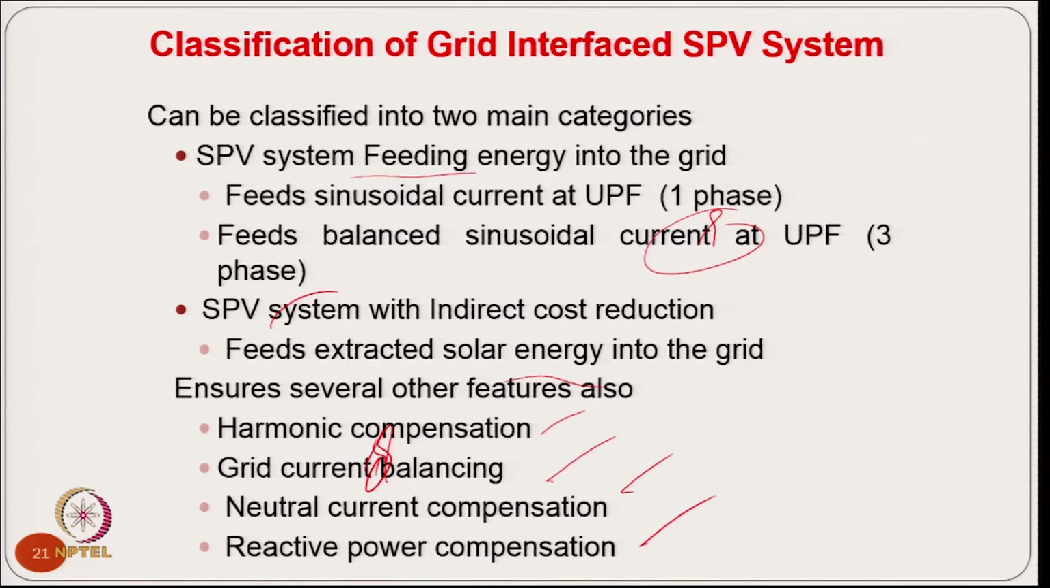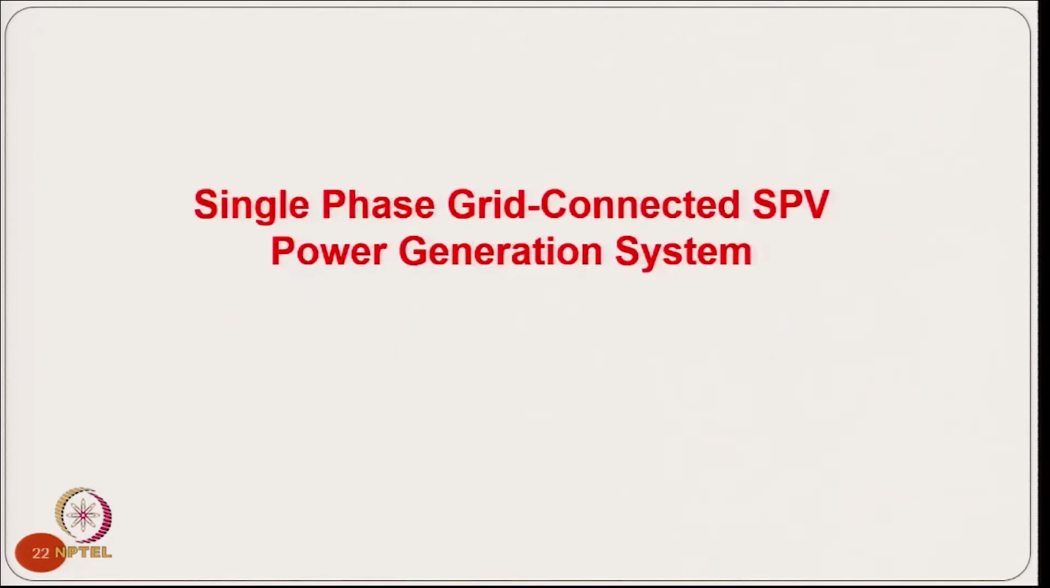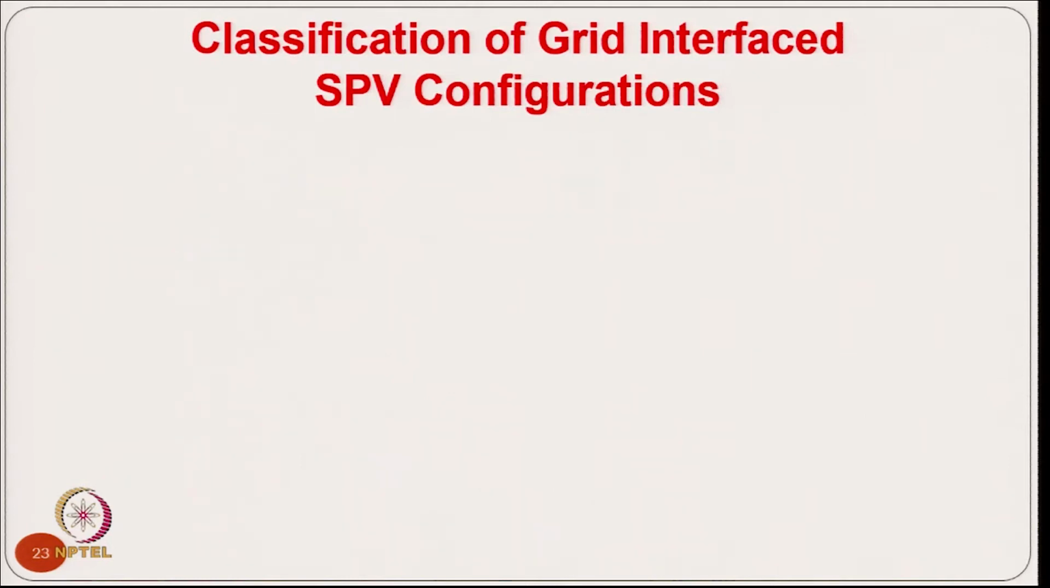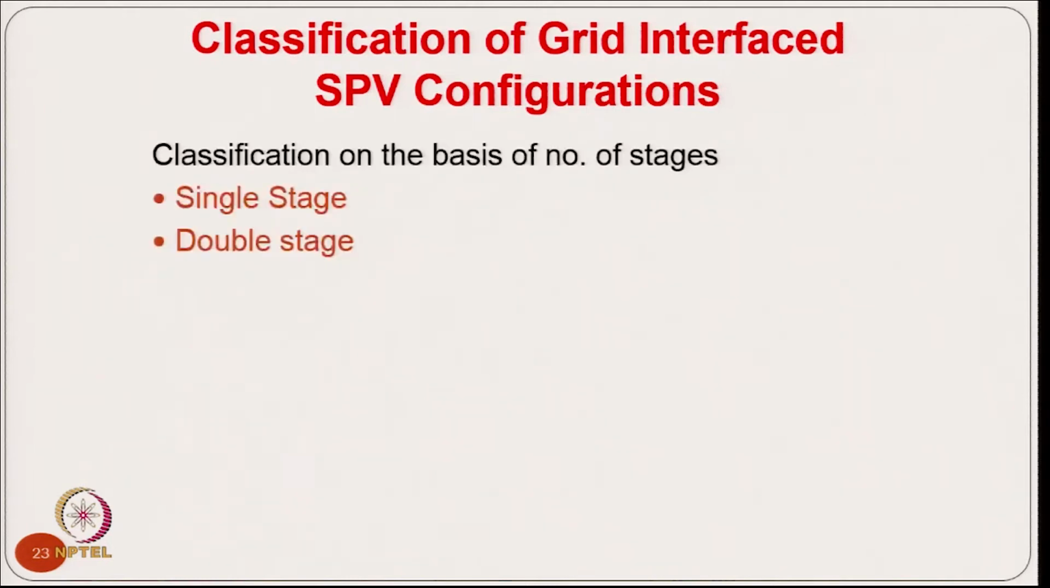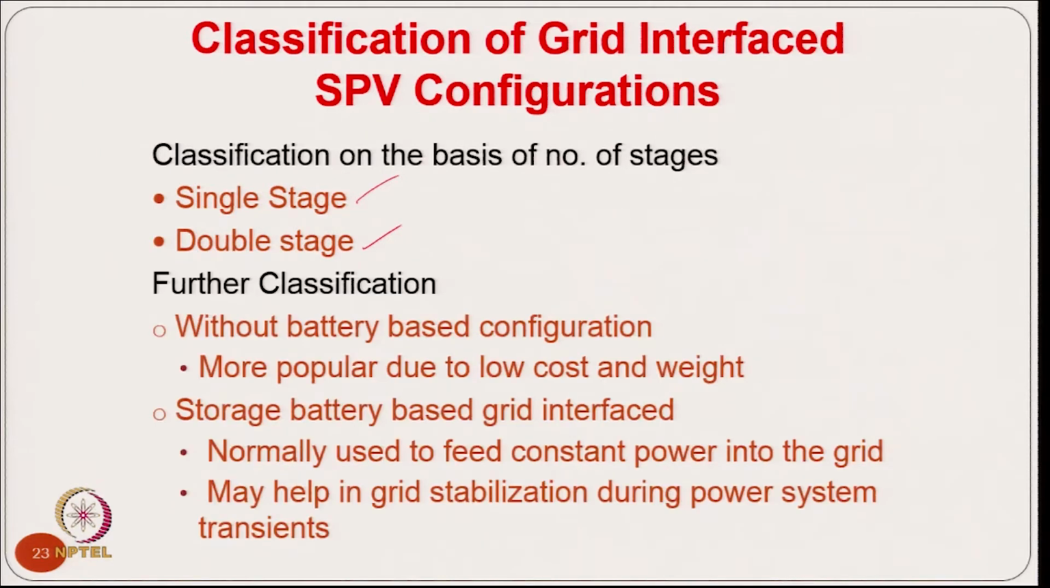Moreover, you still have a margin in the inverter rating also. So, coming to the typically starting from single phase grid connected solar photovoltaic power generation system, we classified them again into single stage and double stage, and further classify without battery and with storage battery. Without battery is more popular due to cost reduction and weight.